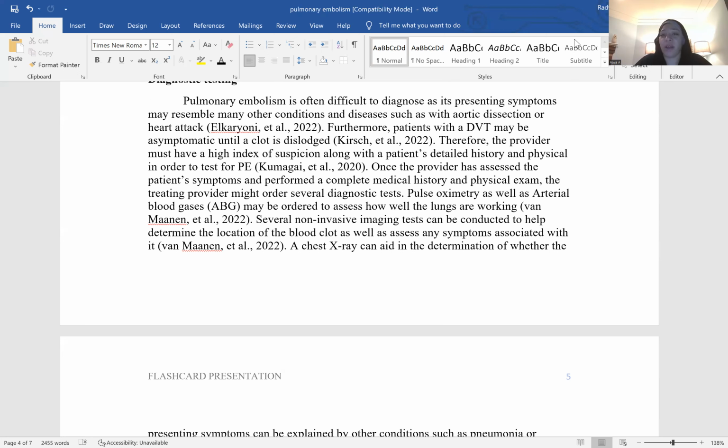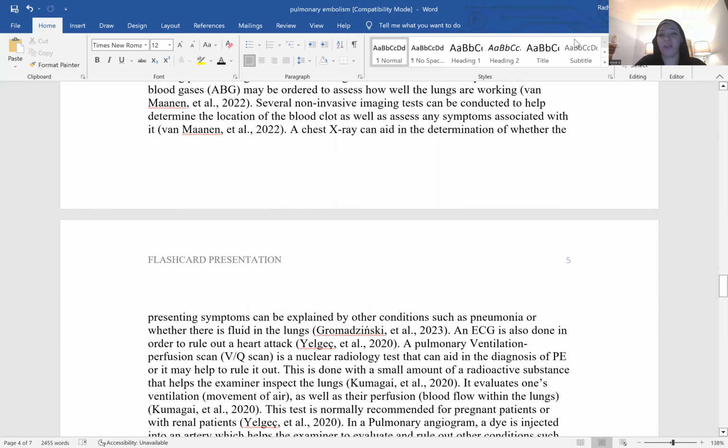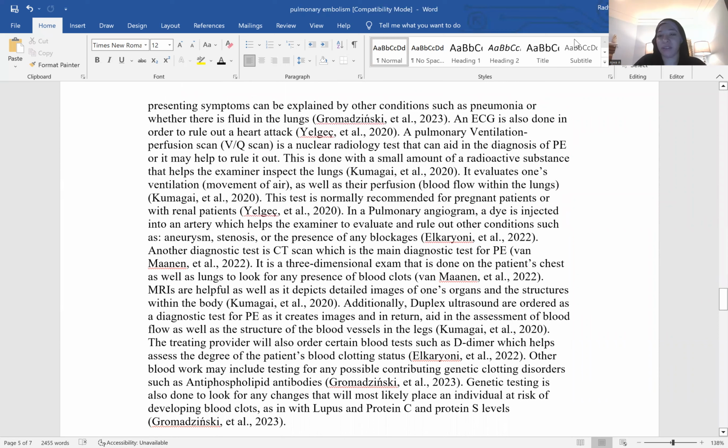Pulse oximetry, as well as arterial blood gases, known as ABG, may be ordered to assess how well the lungs are working. Several non-invasive imaging tests can be conducted to help determine the location of the blood clots as well as assess any symptoms associated with it. A chest X-ray can aid in the determination of whether the presenting symptoms can be explained by any other conditions, such as pneumonia, or whether there is fluid in the lungs. An EKG is also done in order to rule out a heart attack.